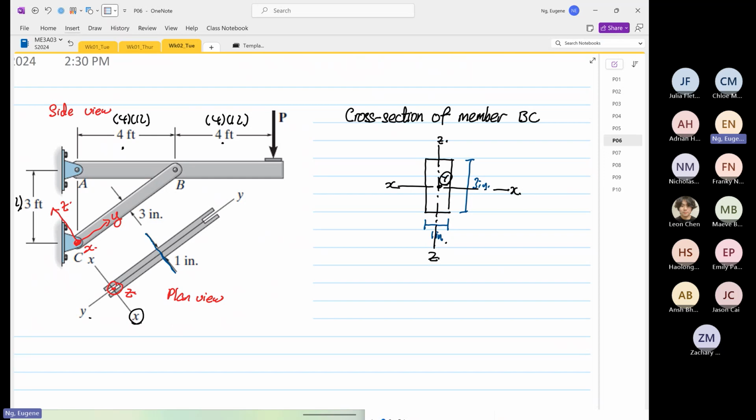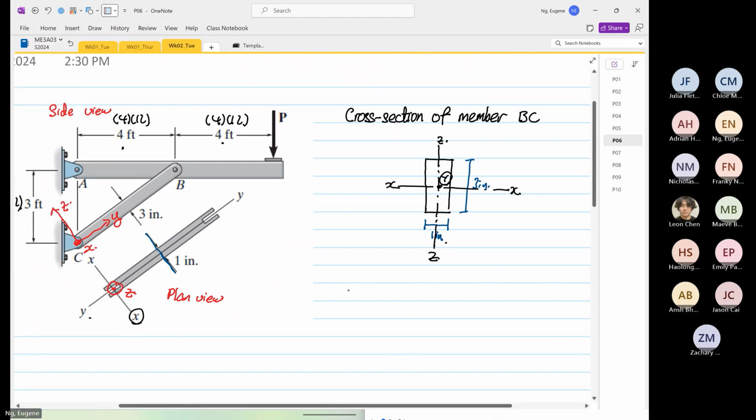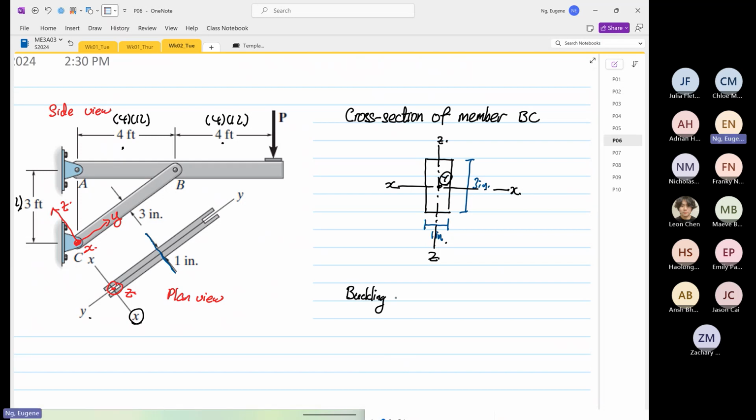So if we want to analyze buckling about the YZ plane, like before, like what I taught you before, right? We know that the P critical is equal to what? Pi squared E, because YZ plane is going to be what? IXX over LE squared, right?